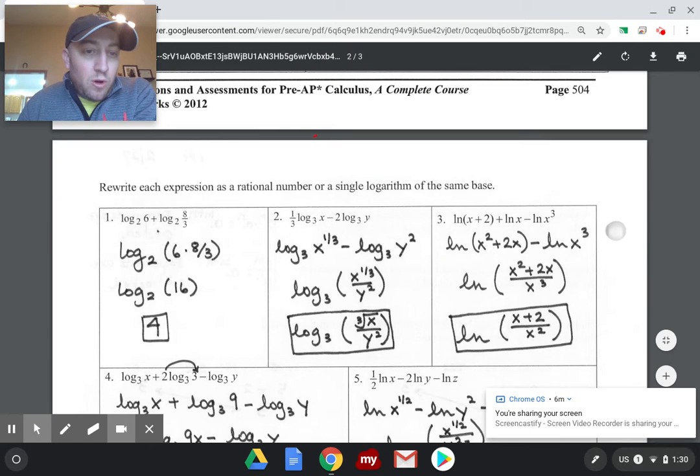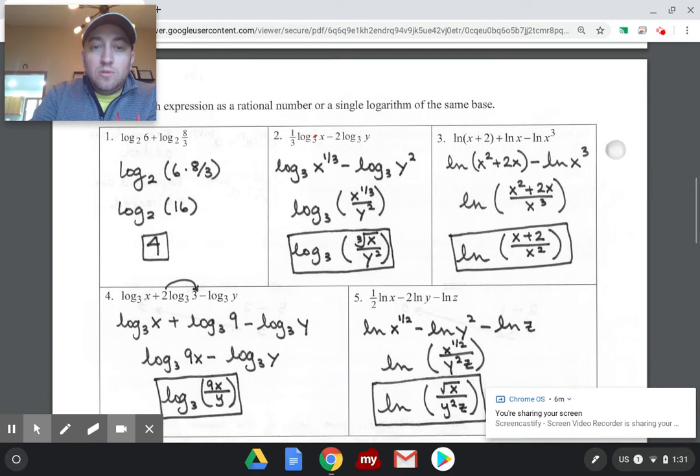So if I look at number one, log base 2, those are the same base. So if I take my arguments 6 and 8/3, I'm going to multiply them because there's a plus sign in between. So we just end up with log base 2 of 6 times 8/3, which is 16. And then I can simplify this a little bit further because 2 to what power is equal to 16, and the answer is 4.